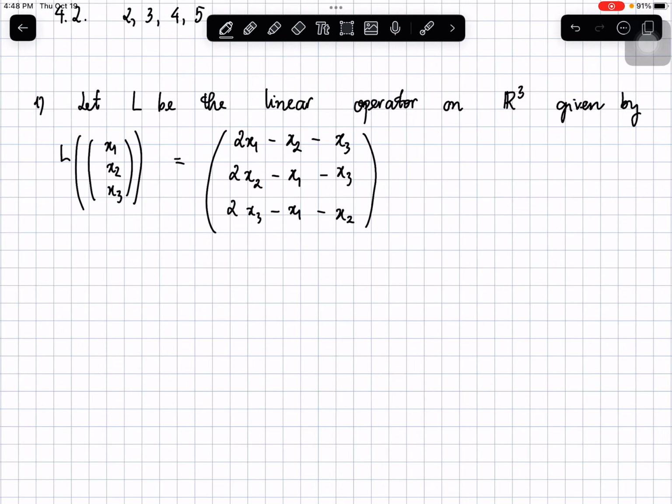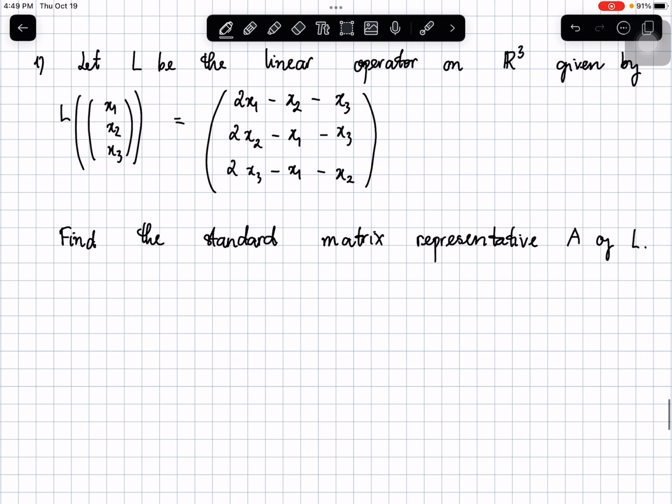Here, given a linear map or linear operator, we need to find the matrix representative of the linear map. Find the standard matrix representative A of F.